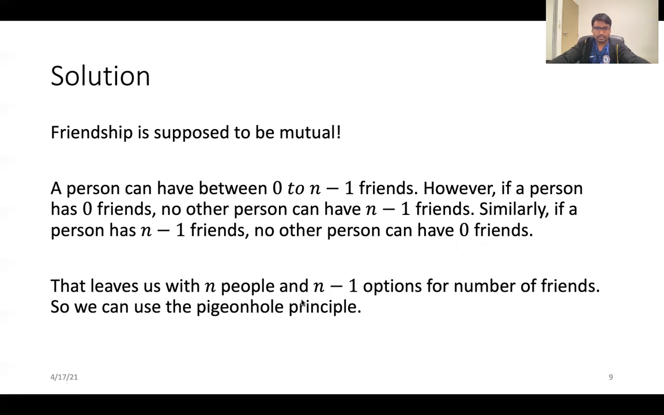So this leaves us with n people and n minus 1 options for the number of friends. This is mainly because 0 and n minus 1 cannot work at the same time. It's either 0 or it's n minus 1. So with n people and n minus 1 options, we take the people to be the pigeons and the n minus 1 options to be the pigeonholes. We can directly use the pigeonhole principle, and that basically proves that there are at least 2 people who have the same number of friends.